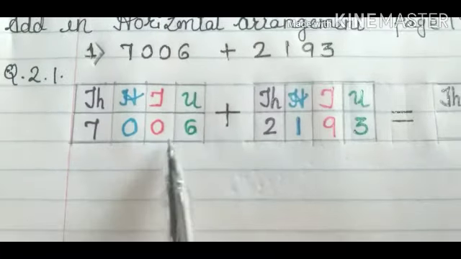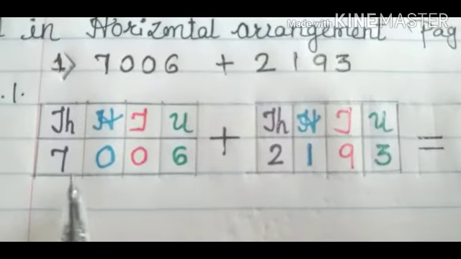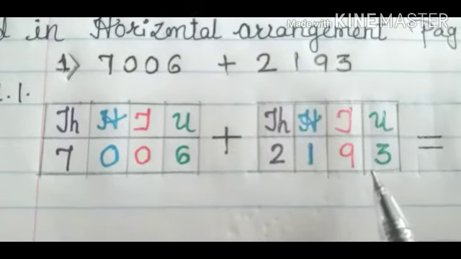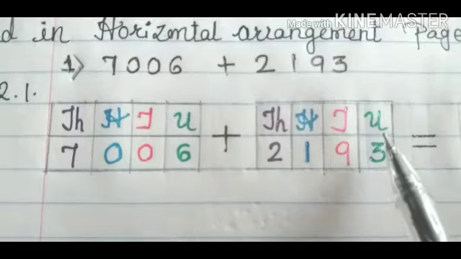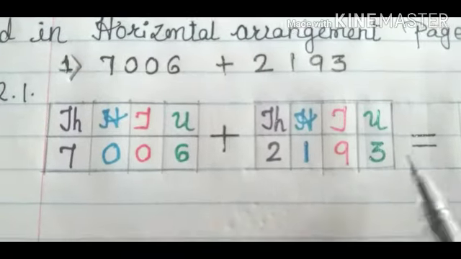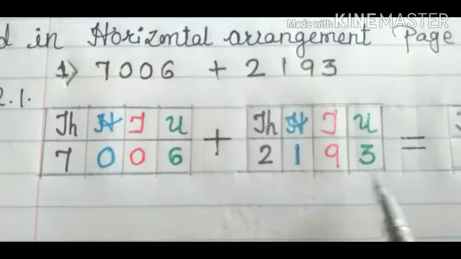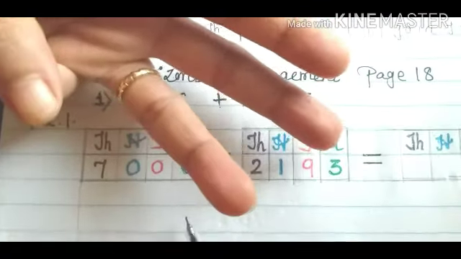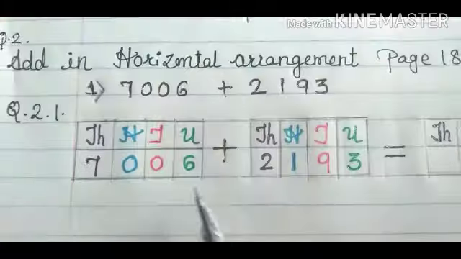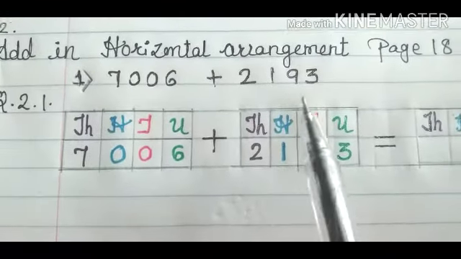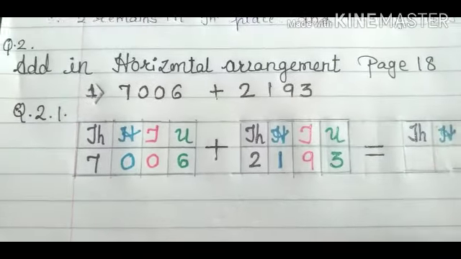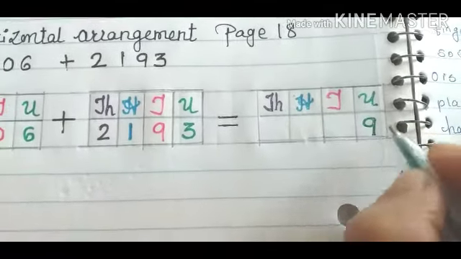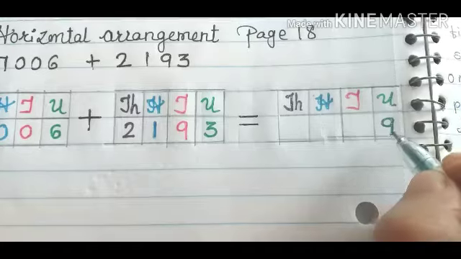Now see, we have arranged this number place wise. So 7,006 plus 2,193. So what we have to do is first add units place. So units to units. So 3 plus 6. So you have to add this mentally. 6 plus 3. So take 6 in your mind and take 3 fingers and count after 6. That is 7, 8 and 9. So it is units place I have written in green color. So in answer also I have written this 6 plus 3 is 9 in green color. So you can see over here in units place we are writing 9.